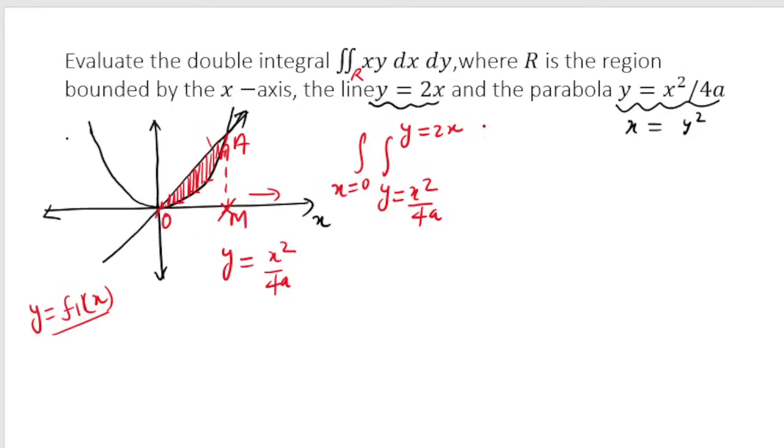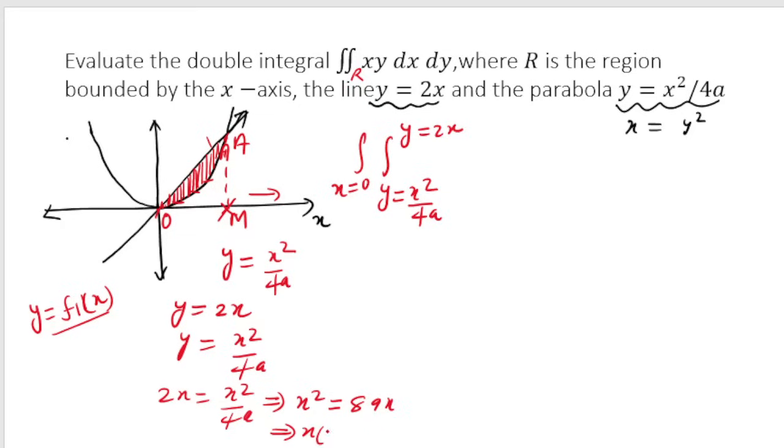So to find the coordinate of this point m, first of all we have to solve these two equations where they are intersecting, y is equal to 2x and y is equal to x square by 4a. So if you solve it, you will get 2x is equal to x square by 4a. So basically this gives you x square is equal to 8ax. From this you can take x common, x(x minus 8a) is equal to 0. So you get two points, x is equal to 0 and x is equal to 8a. So you can clearly see that the parabola and the line intersect at 0 and the point 8a. So this coordinate is (8a, 16a). So I write x is equal to 8a. And then we have dy dx. Since I have written the limit of y first, I am writing dy and then I am writing dx.